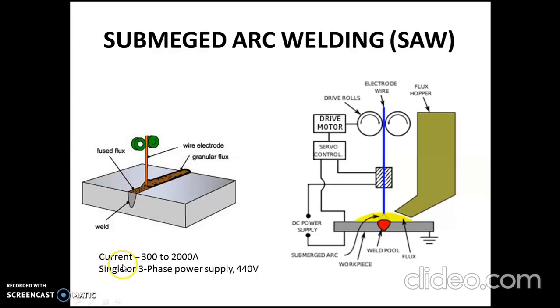The current requirement is 300 to 2000 ampere, which is greater than that of the shielded metal arc welding process, and the power supply may be single or three phase, with a requirement of 440 volts.